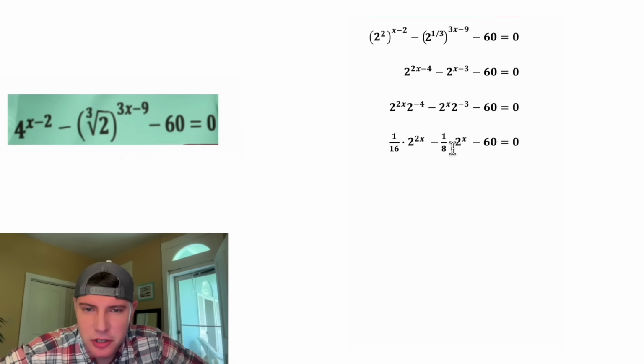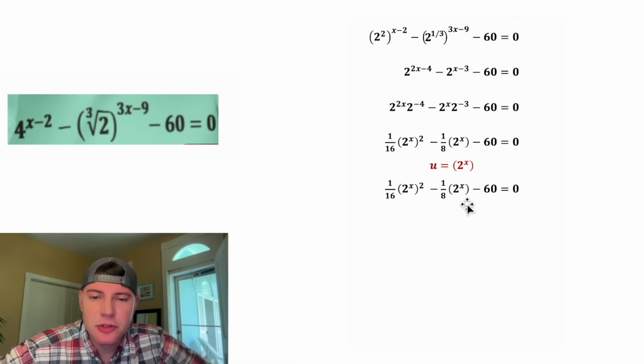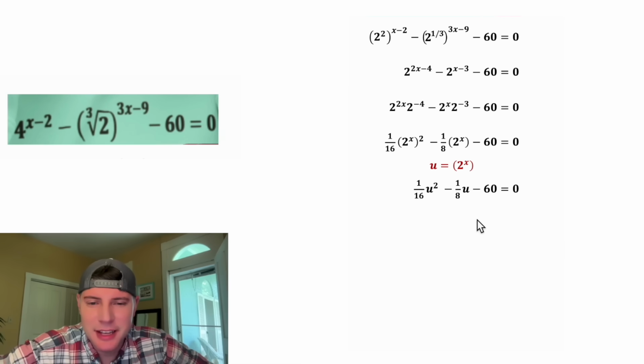Now both of these terms contain a 2 to the x. Let's switch the 2 and the x, and let's focus on this 2 to the x. This term has a 2 to the x squared, and this term has a 2 to the x. This is a perfect case for u substitution. Let's let u equal 2 to the power of x. So now we can change each of these 2 to the x's into u's. And we end up with a nice looking quadratic set equal to 0.